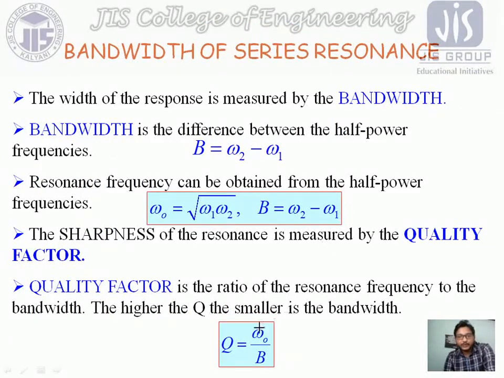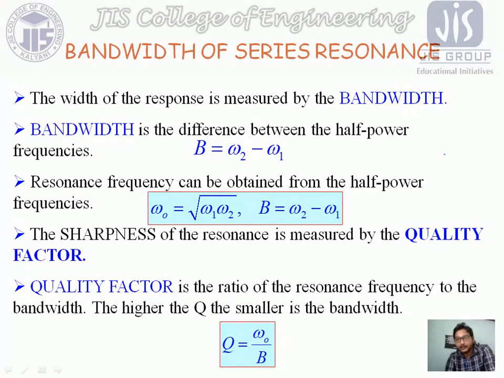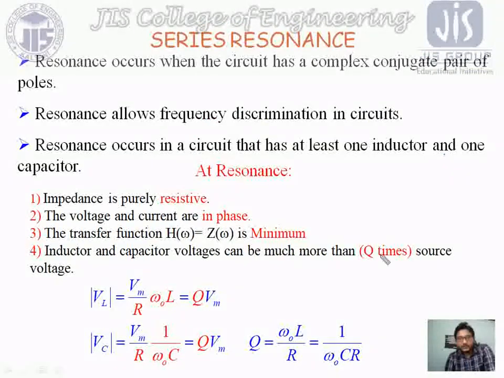Similarly, we can find out that quality factor. We have already calculated that quality factor. We have seen this quality factor Q, that is omega 0 into L by R, or 1 divided by omega 0 into C by R, that we have already seen.